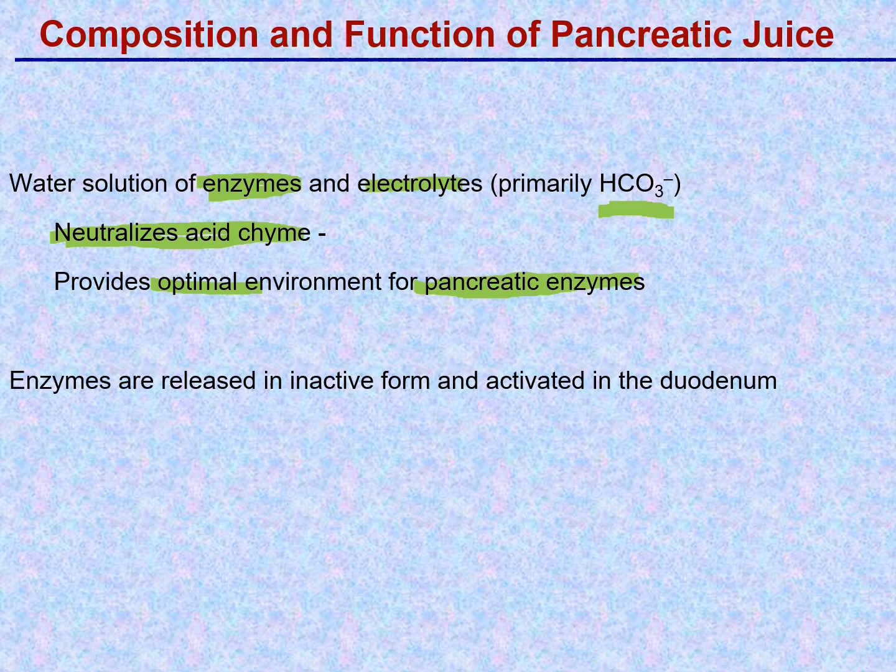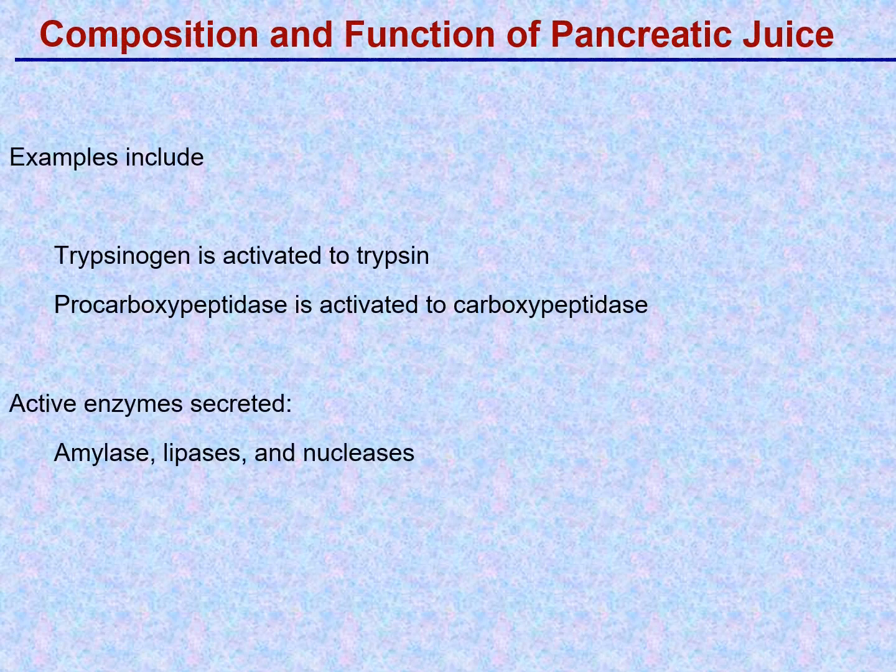Remember, enzymes have optimal pHs at which they can be active. The enzymes, as I mentioned, are released as zymogens and have to be activated once they get into the duodenum. You don't want them activated before that, otherwise they would break down the actual tissue of the pancreas. That's bad. Okay, some examples of pancreatic enzymes that are produced as zymogens include trypsinogen, which once it's in the space of the duodenum gets activated to the active enzyme trypsin.